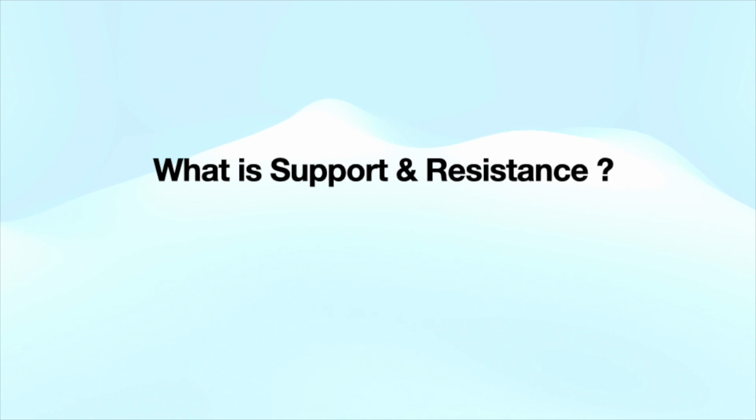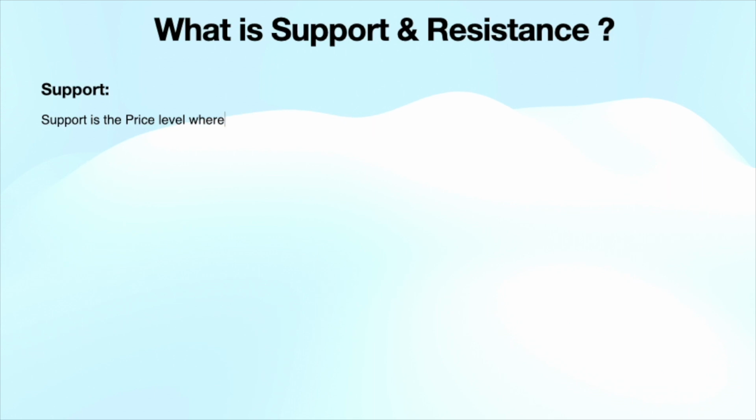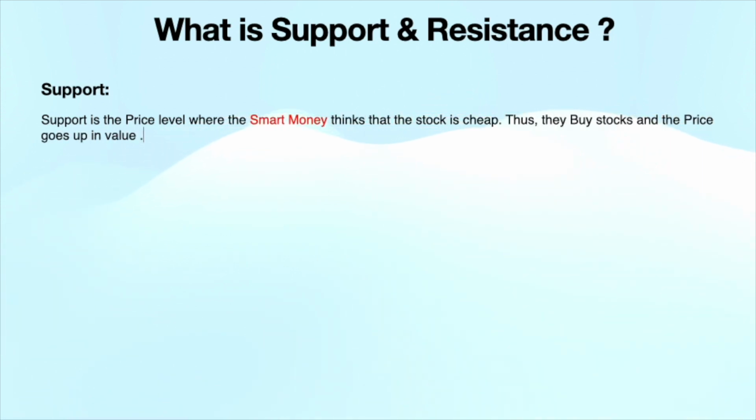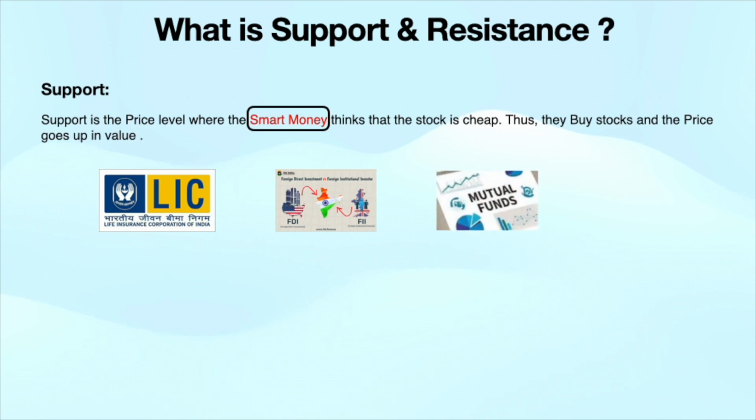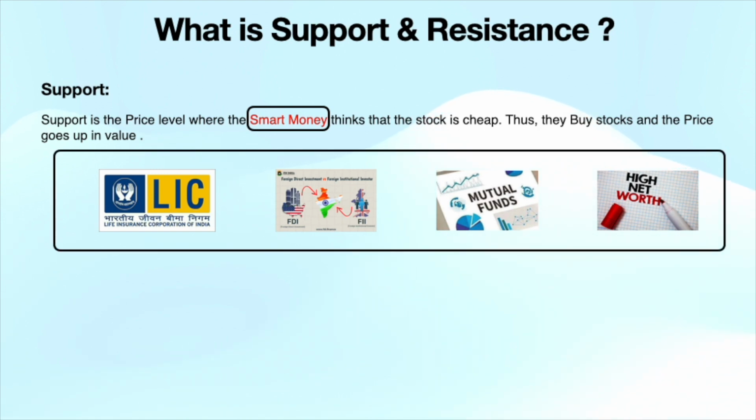Now let us see the definition of support and resistance. Support is the price level where the smart money thinks that the stock is cheap. Thus, they buy the stock and the price goes up in value. Traders, the smart money I'm referring to are those people who are very powerful and have huge capital, like LIC, foreign institutional investors, domestic institutional investors, mutual fund companies and high net worth individuals. All these are considered smart money. Some people call them operators also.